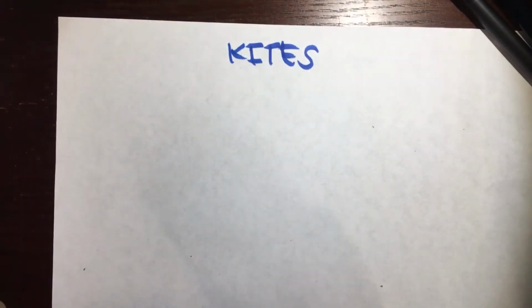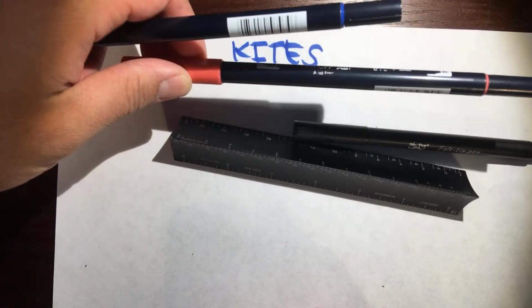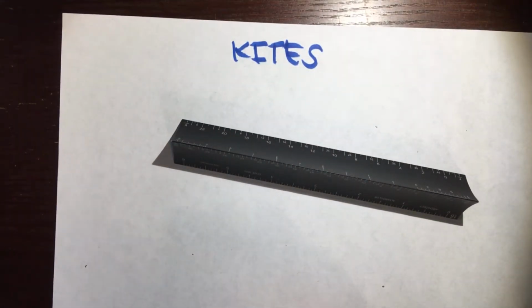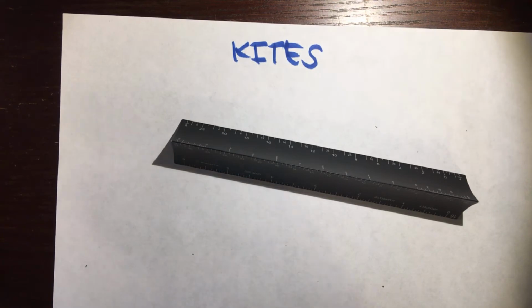kites. So, what you're going to need today is a ruler, a pen, pencil, two, maybe three colored markers, crayons, and just in case, a calculator. Preferably ones with physical buttons, but if you're using your phone calculator, use it.